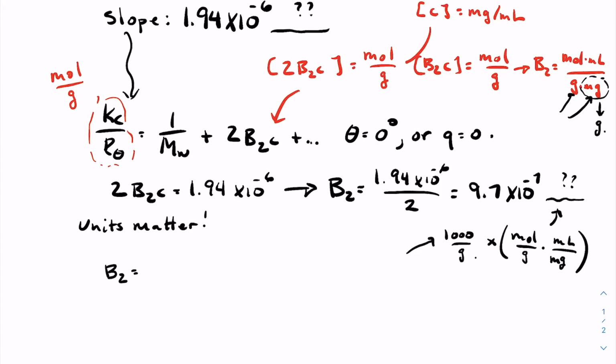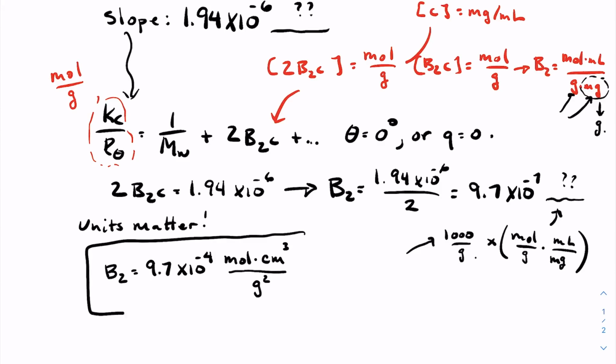So the final answer here for the second virial coefficient, this will be equal to 9.7 times 10 to the minus 4 after we multiply by 1,000, right? So 9.7 times 10 to the minus 4 moles times centimeters cubed divided by grams squared.